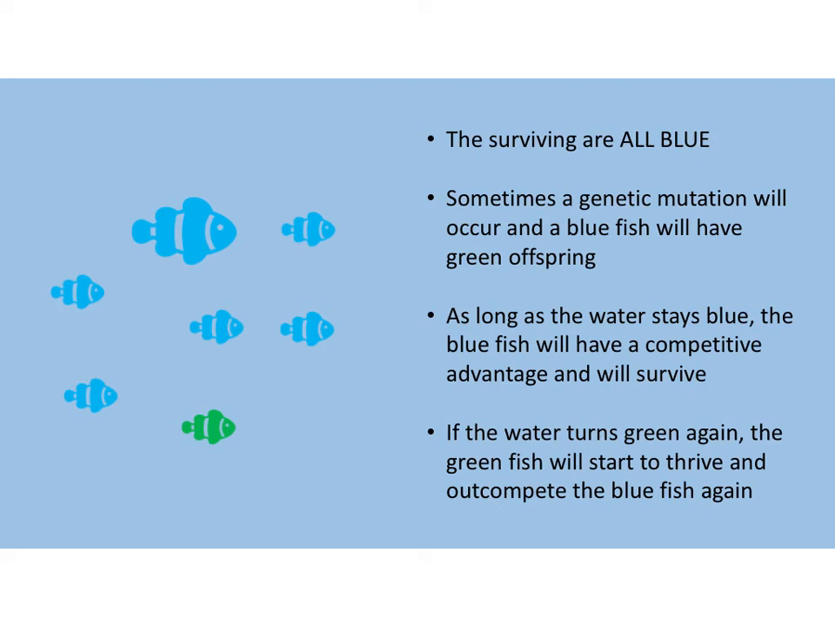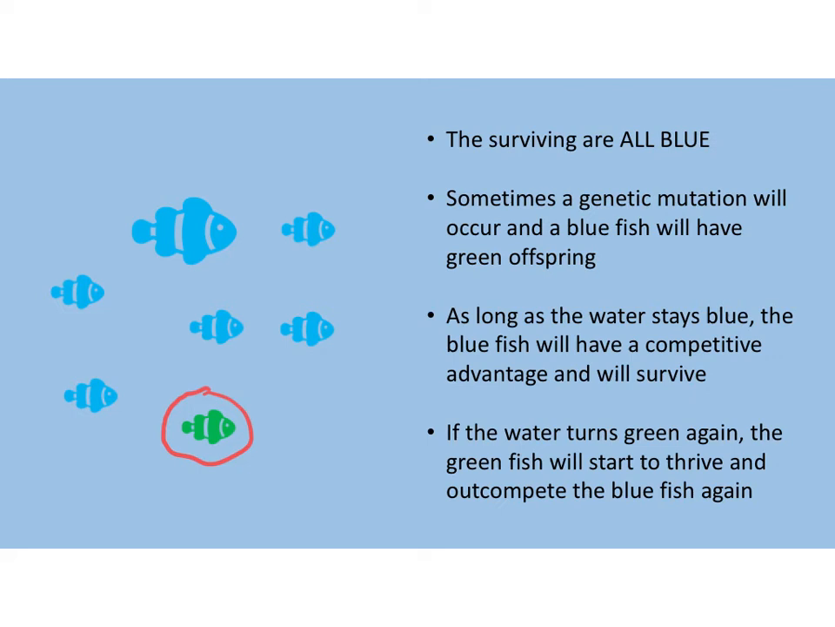Sometimes a genetic mutation will occur and a blue fish will have a green offspring. But as long as the water stays blue, the blue fish will have a competitive advantage and will survive. If the water turns green again, the green fish will start to thrive again and outcompete the blue fish, and then the majority of the fish will be green again.